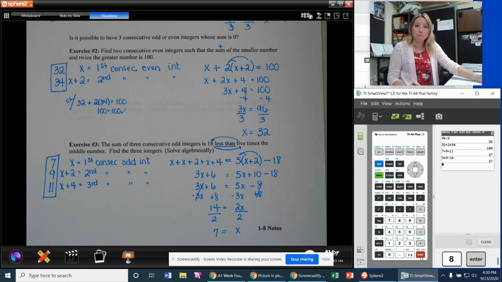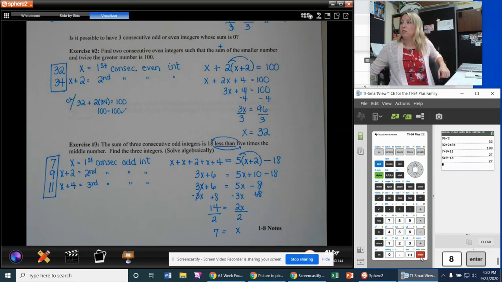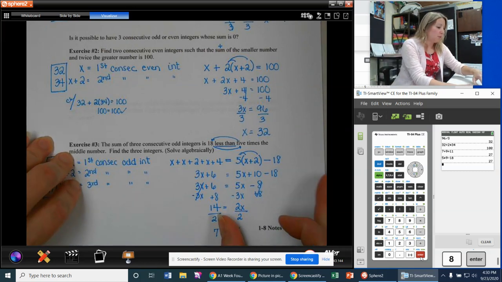Okay? If you don't write let statements, you will not be able to do the rest. So you've got to write those let statements. Okay? You've got to write those let statements. All right, let me keep going.